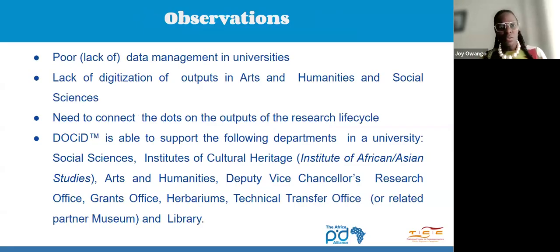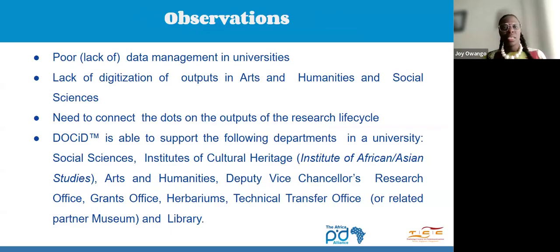What are our observations so far? There's a lack of or poor data management in universities. There's a lack of digitization of outputs in arts and humanities and social sciences. It's quite low. It needs to improve. There's a need to connect the dots on the outputs of the research lifecycle as I've shared, because what DOCiD is able to do is support the following departments within a university.